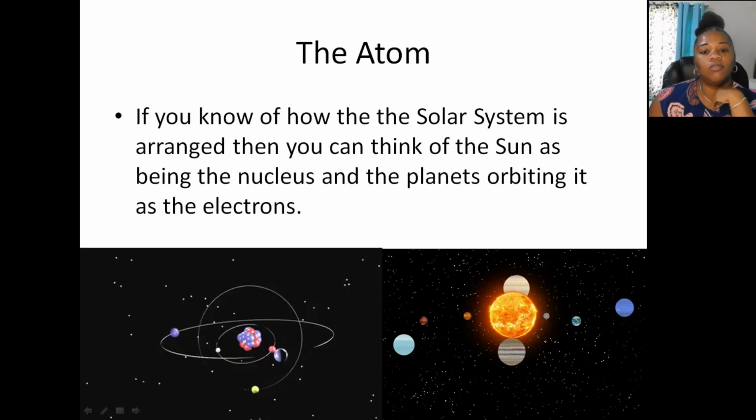Okay, so the way we view the atom is comparable to the solar system, where the nucleus is like the sun, and then we have the electrons just like the planets that orbit the sun in our solar system. So the electrons would be the planets that orbit the sun in our solar system.